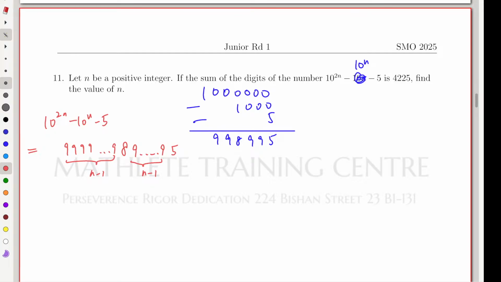So we know how to add this up. Right, if we add this up, there will be 13 from the 8 plus the 5, and also 18 times n minus 1, right? Because there are two groups of the 9s. Okay, so we know that this thing here is equal to our value 4225.